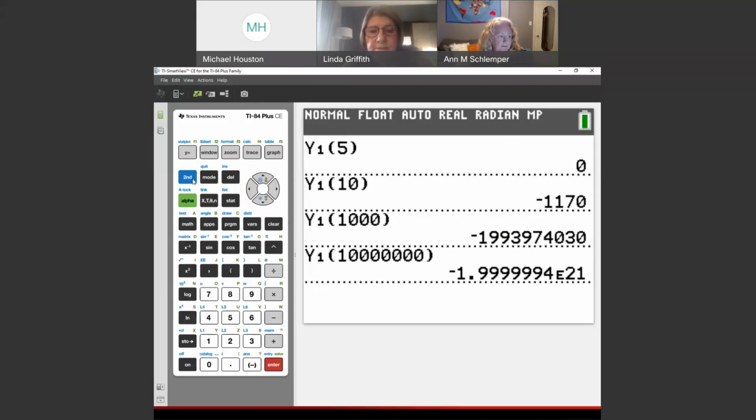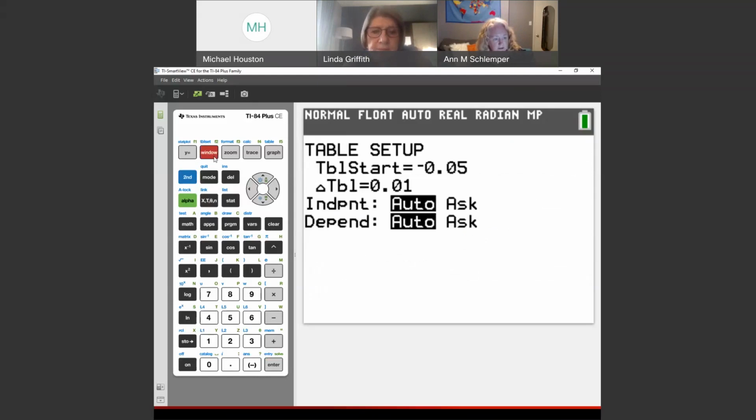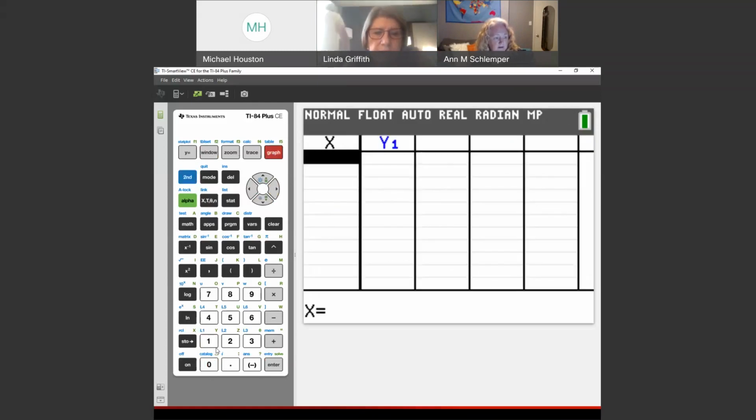And just to remind people that you can also do this in a table. It doesn't really matter where you start your table, this is probably what yours says. But you can put the independent variable at ask and then go to your table and put in the values that you want. So this is just another way of doing it. I've used both with my students, and half of them like the table and half of them like the home screen. So it doesn't really matter to me which way you want to do it.